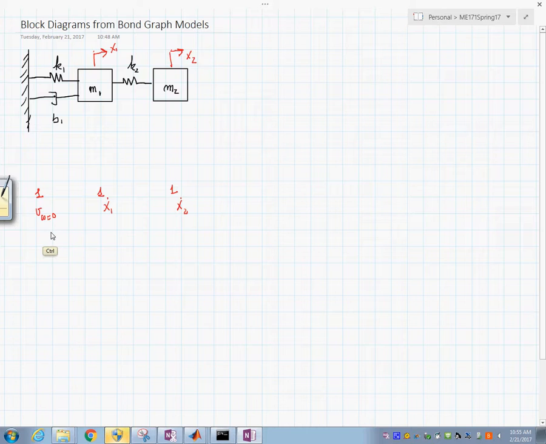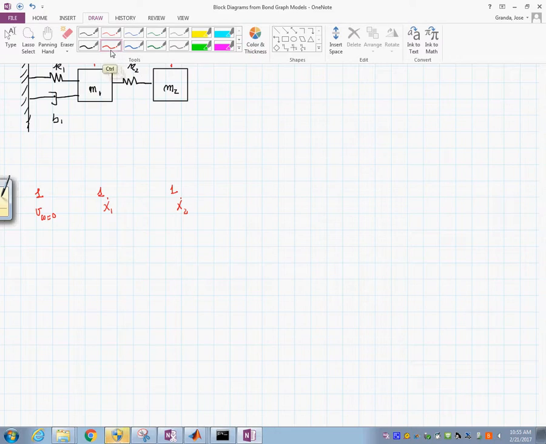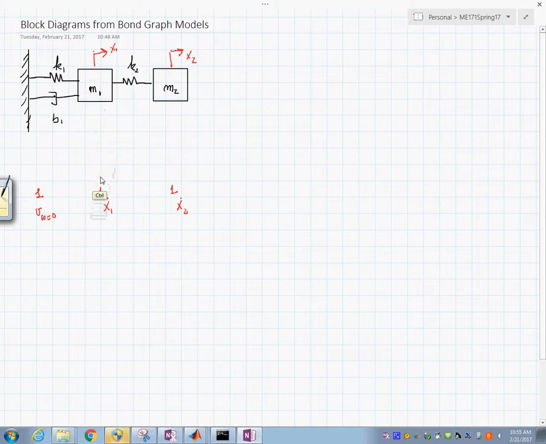And then the second step is to attach the elements that see these velocities. So in here we have this I element, which is the mass with value m sub 2. We have in here an I element with value m sub 1. This is a 1, yeah.